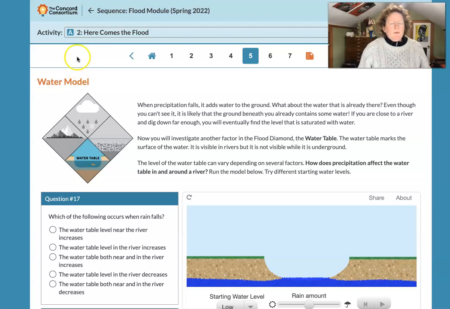Hello students, we are in the flood module of Concord Consortium. We're on lesson 2 and we're starting on page 5. This is part 2 of lesson 2.